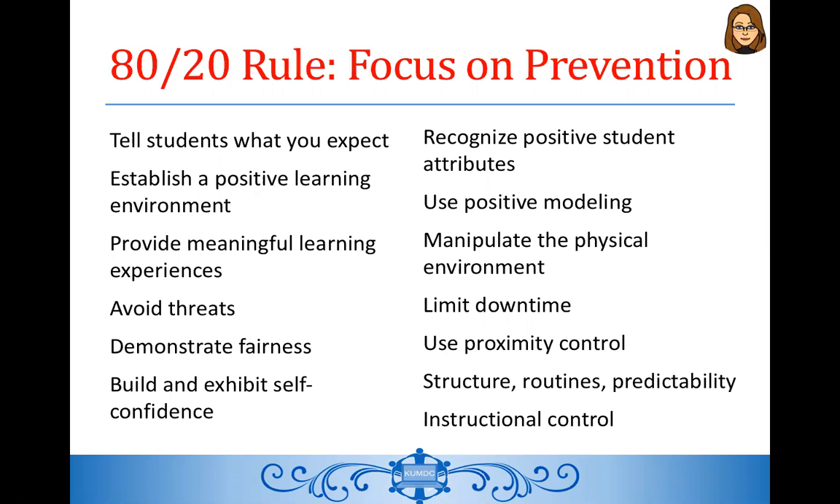And the 80-20 rule, or the Pareto principle, states that roughly 80% of the effects come from 20% of the causes. So we want to be sure to focus on prevention. Here are some strategies that will help you stay focused on prevention. Make sure you tell your students what you expect, because they're not mind readers. They don't know what your expectations are. And while we may think they understand what our expectations are, we need to verbalize that and really make sure they understand. We want to establish a positive learning environment, provide meaningful learning experiences, and avoid threats. Don't say you're going to lose your recess if you don't do this, or things like that. Try to avoid that. Demonstrate fairness.